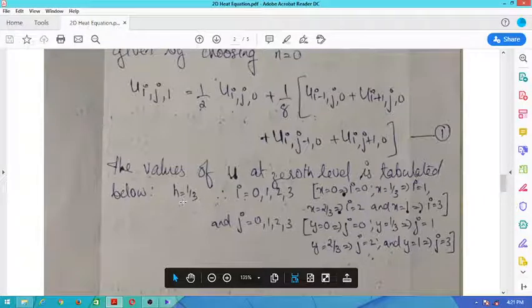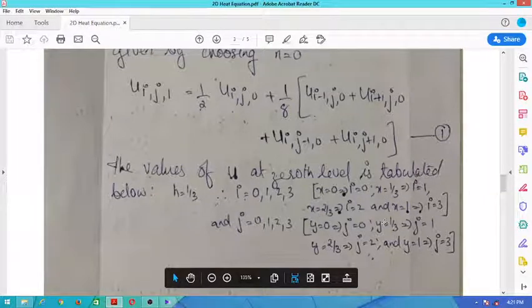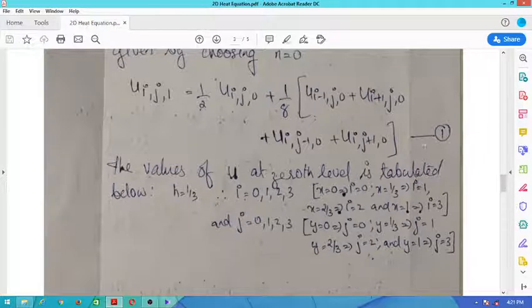And it is given that h is equal to 1 by 3. Therefore, the value of x lies between 0 and 1. Therefore, the mesh points are at x equal to 0, x equal to 1 by 3, x equal to 2 by 3 and x equal to 1. Their corresponding i values are given by 0, 1, 2 and 3.